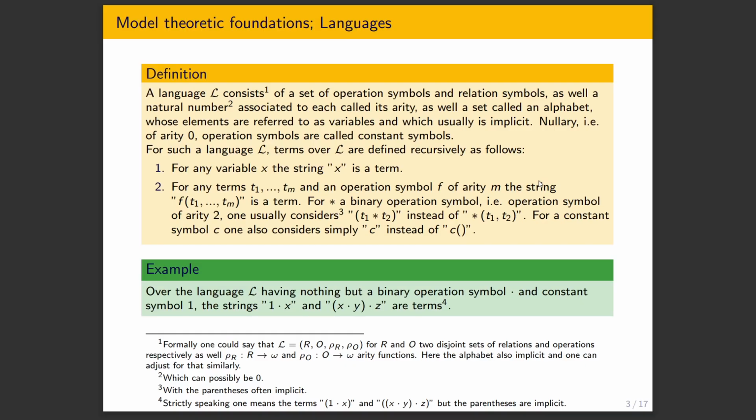So here's maybe an example of terms. Here you have the language having a binary operation symbol multiplication and constant symbol 1. Then we have these two strings be terms. And strictly speaking here, there should be parentheses, if you note. But very often parentheses are implicit. Like people don't write an infinitude of parentheses just because that's more convenient. When everything is clear, it doesn't really matter. So 1 times x should be bracket or parentheses 1 times x parentheses close, and the same thing here.